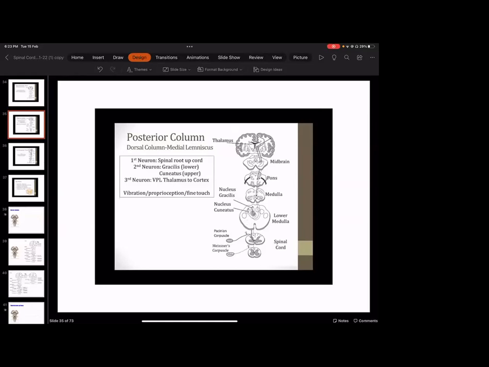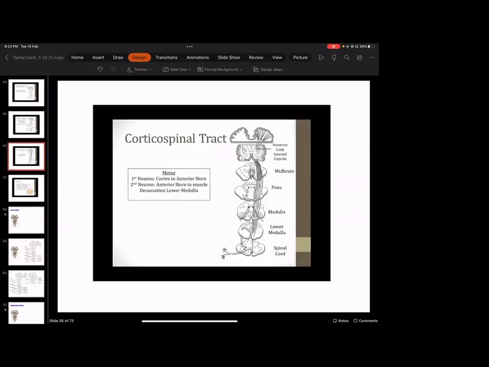And then you have the nucleus cuneatus and gracilis, one's lower, one's upper. How can you tell one has U, one has L? And this is your corticospinal tract. Again, I'll explain it. It's coming from the top, all the way down, and it goes to the anterior horn, and from the anterior horn, it goes towards the muscle.